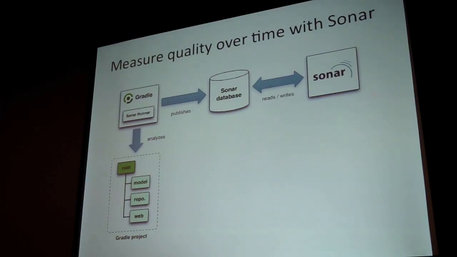So how does that work in Gradle? Gradle provides a plugin called the Sonar Runner plugin. It's easily applied to your project. It doesn't need a lot of configuration. You might have to change the configuration for the database that you want to point to, but when you run it, it will analyze your whole project and push the metrics that it generated into the Sonar database.